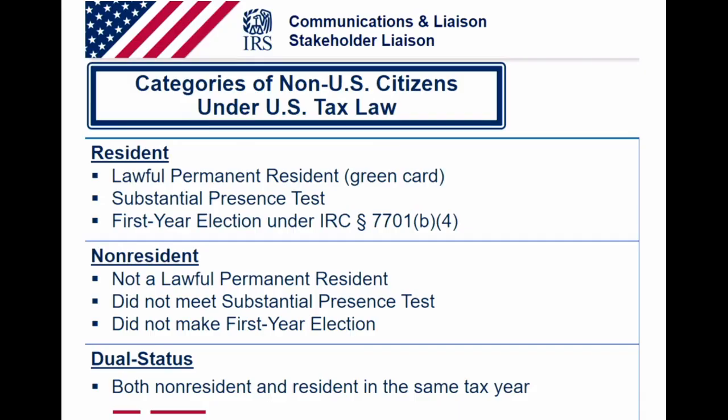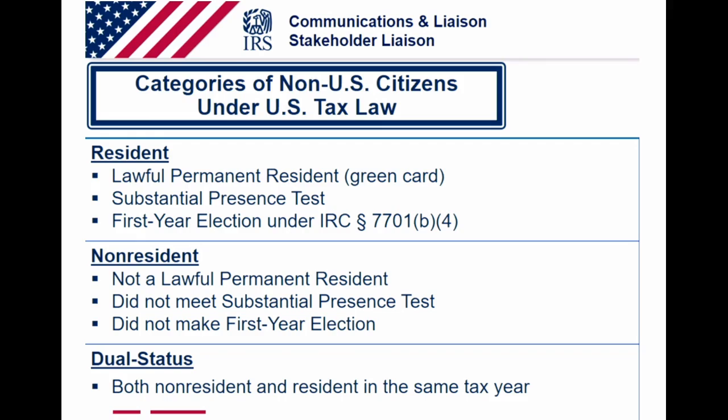So please be aware that exceptions may apply if an individual who meets the substantial presence test has a closer connection to a foreign country than to the United States. Such an individual may be able to be treated as a non-resident for U.S. income tax purposes under the closer connection exception, which we will discuss later.